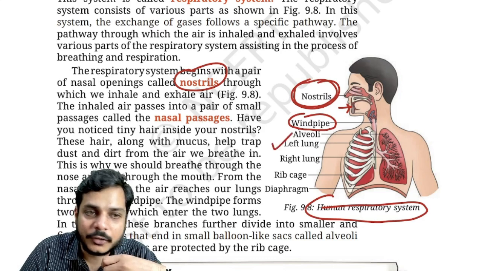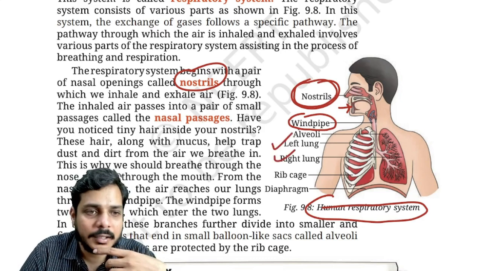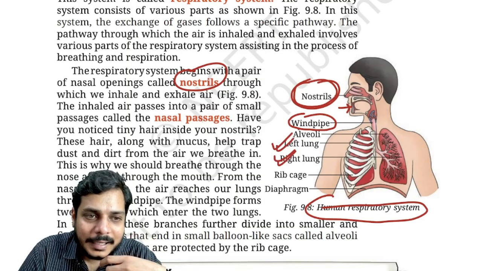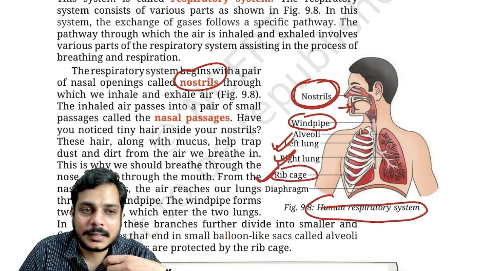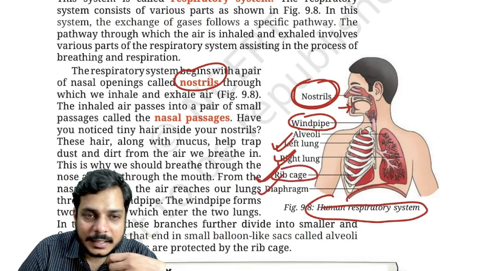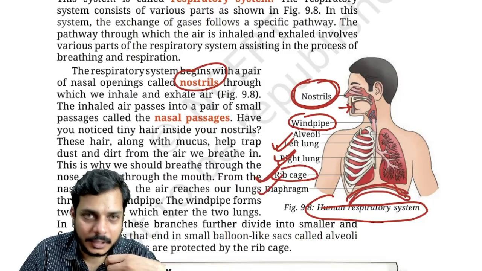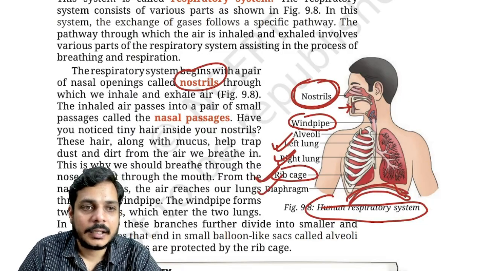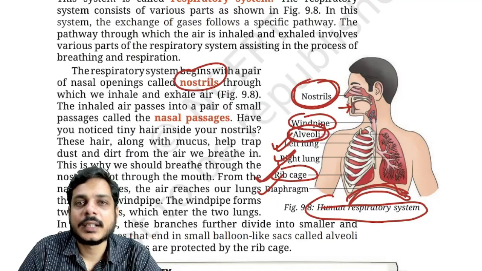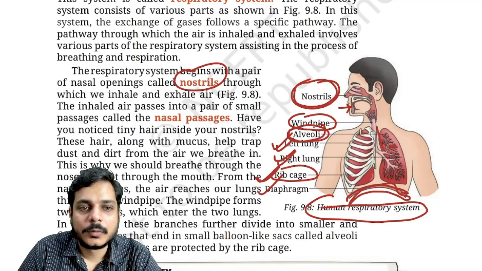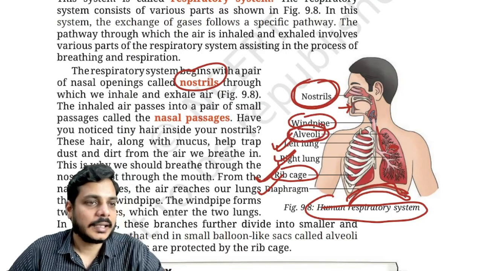You will have a left lung and a right lung, one pair of lungs, and you will have a rib cage that protects the lungs. You will have a diaphragm at the beneath. You can actually feel your diaphragm. And then alveoli. The lungs end into alveoli. Let us read through.